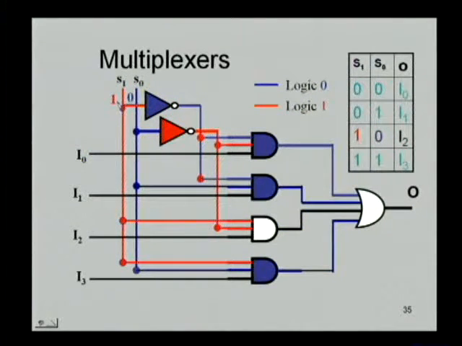For the third combination, 1 0, the third AND gate output path is sensitized, that is, its input and output are connected, and the output of the multiplexer follows I2. And similarly for the 1 1 combination, the last AND gate is enabled, or the path of this last AND gate is sensitized, so the output of the multiplexer follows I3 only.